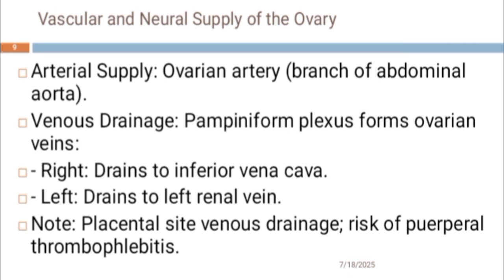The arterial supply comes from the ovarian artery, a branch of the abdominal aorta. Venous drainage occurs through the pampiniform plexus, forming the ovarian veins, which drain into the inferior vena cava on the right and the left renal vein on the left. Notably, some venous blood from the placental site drains into these veins, making them a potential site for thrombosis in the puerperium.